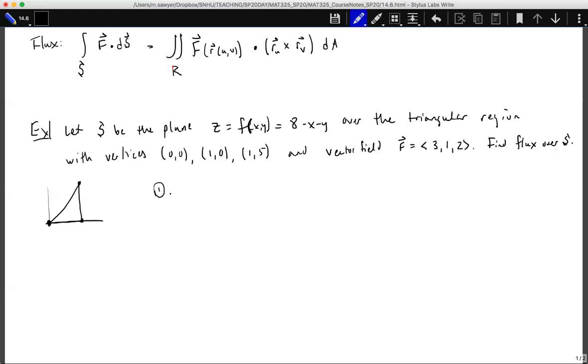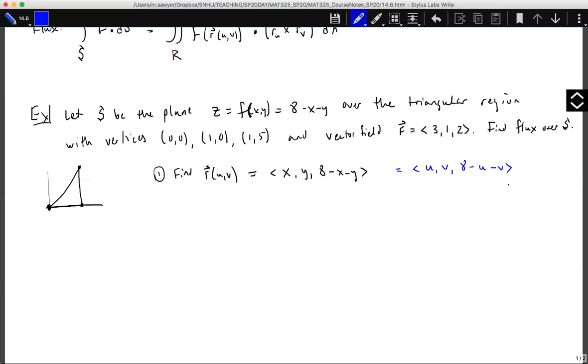So we can think of this in 5 steps. The first thing we want to do is find r of u and v. We want to parameterize that surface in terms of two variables. So you can think of the surface as, if we let x be x, y be y, and z be 8 minus x minus y, you can also write this in terms of u and v. You can say this is (u, v, 8 minus u minus v). So now we found our r function.